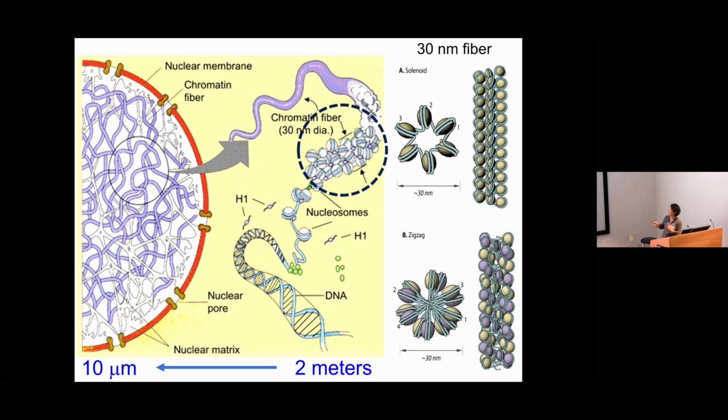However, there are prevailing models for how the 30 nanometer fibers are organized, either the solenoid model or the zigzag model, although the zigzag is now more prevailing and more commonly accepted. But this is all based on in vitro study. No one has actually seen what they look like in the native, authentic nucleus.